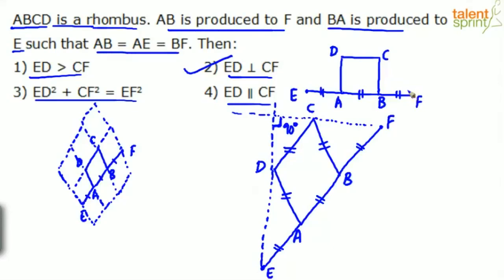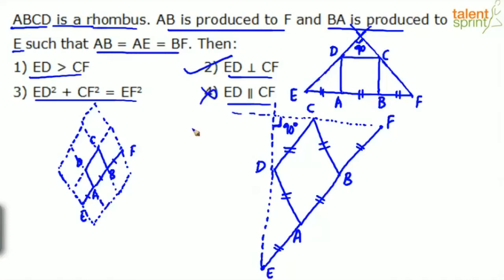So draw this CF. I mean, try to connect CF and extend this, and try to connect ED and extend this. Right? This would be meeting at 90 degrees. The angle at the point of intersection would be 90 degrees. Yes or no? So we can say ED is perpendicular to CF. Definitely not parallel. Is ED parallel to CF?